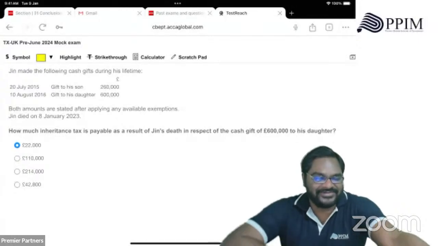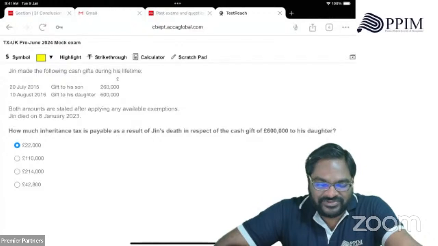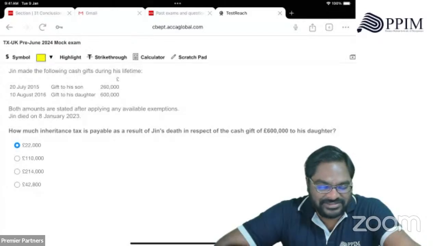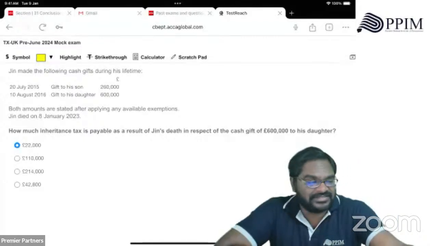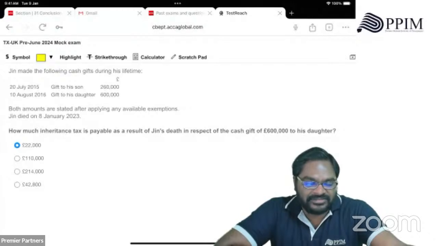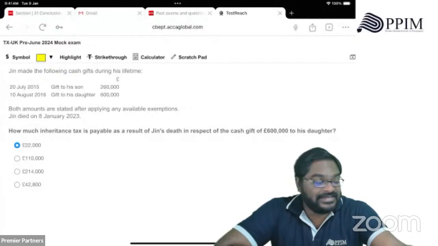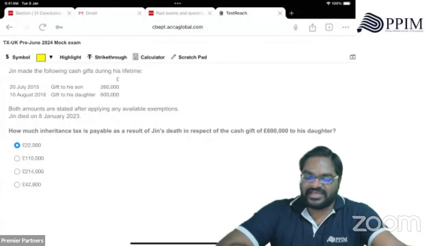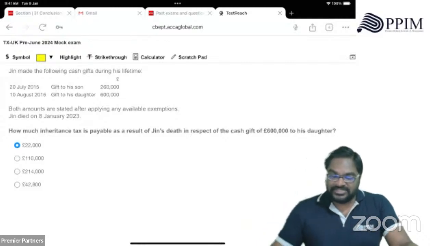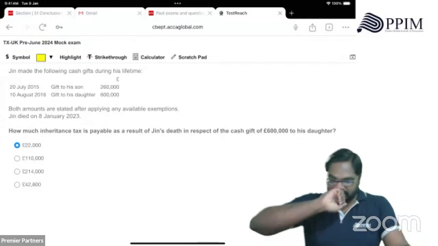Right. So let's read the question. Jind made the following cash gifts during his lifetime. 20th July 2015, gift to his son, 260,000. 10th August 2016, a gift to his daughter, 600,000. Both amounts are stated after applying any available exemptions. Jim died on 8th Jan 2023. How much inheritance tax is payable as a result of Jim's death in respect of the cash gift of 600,000 pounds to his daughter?